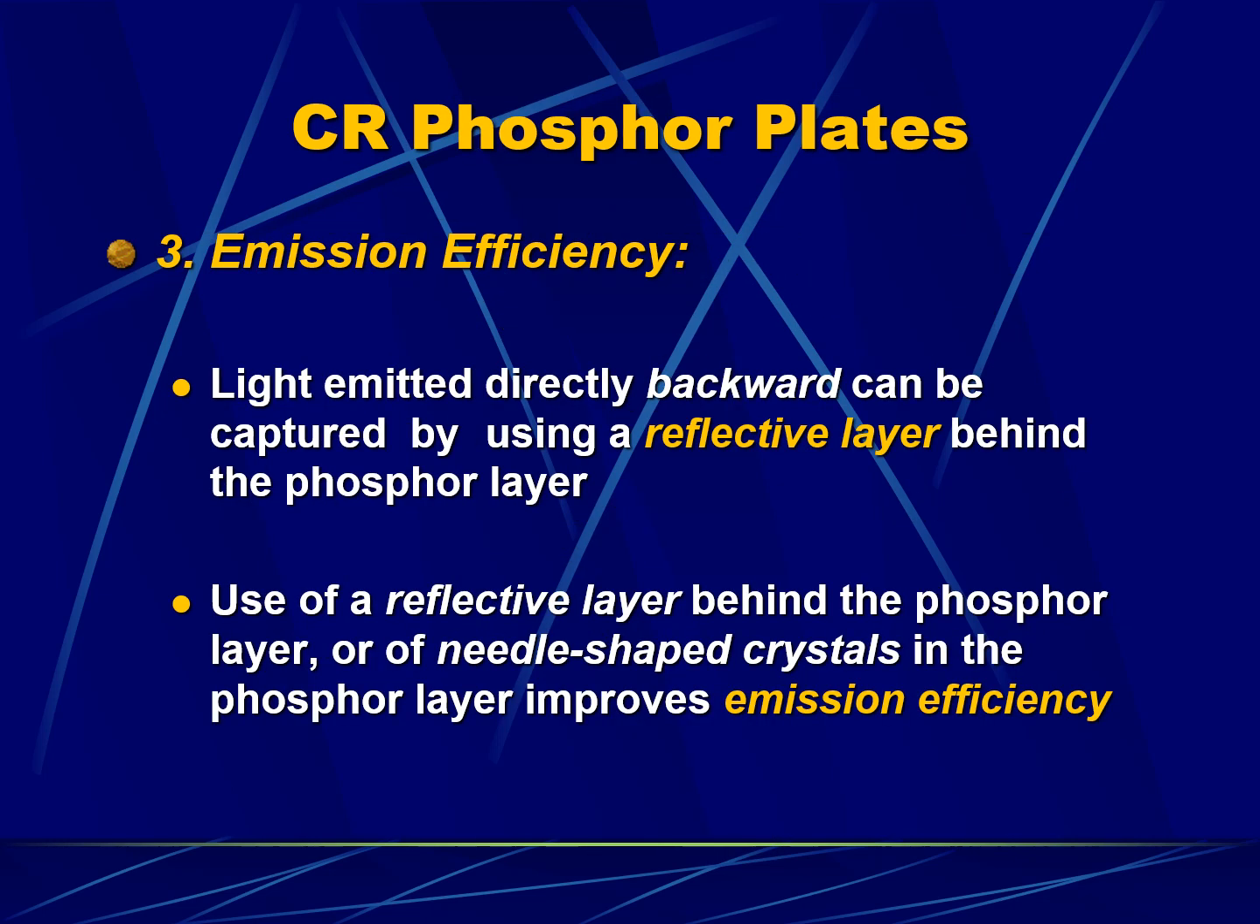Emission efficiency: light emitted backward can be captured using a reflective layer. This is in a CR plate. When you make the blue light from releasing the electron trap, the blue light can head up toward the light guide and be captured, but it could also dive deeper into the detector plate, and hopefully it'll hit the chrome reflective layer, ricochet, and bounce back up. Now you do lose a little spatial resolution with that maneuver, especially with a thicker phosphor layer, but you do improve the emission efficiency of the CR with the reflective layer. Okay.